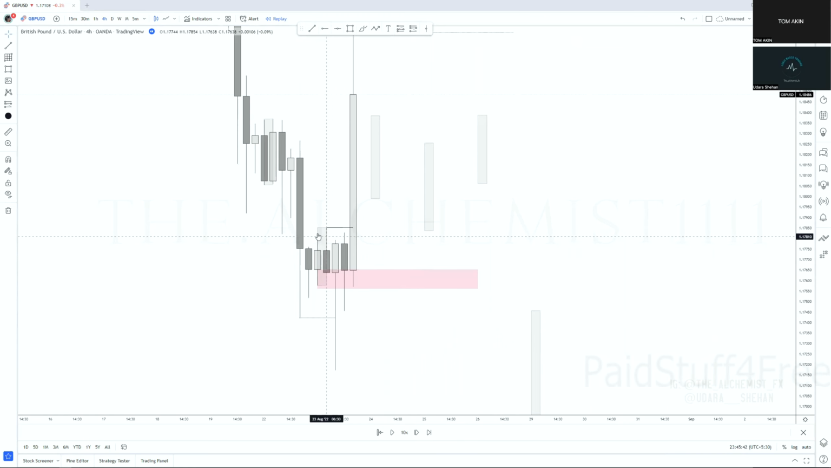We're using the wick, not the body. Okay, so it could even be the wick or the body, it doesn't matter. Even if there was a body in here, we can still say the candle is lower to the left and lower to the right. That's it. It doesn't have to be a wick or a body. It could be anything.